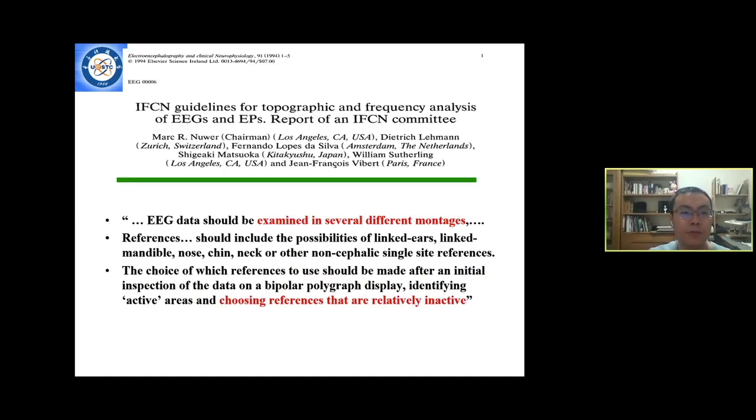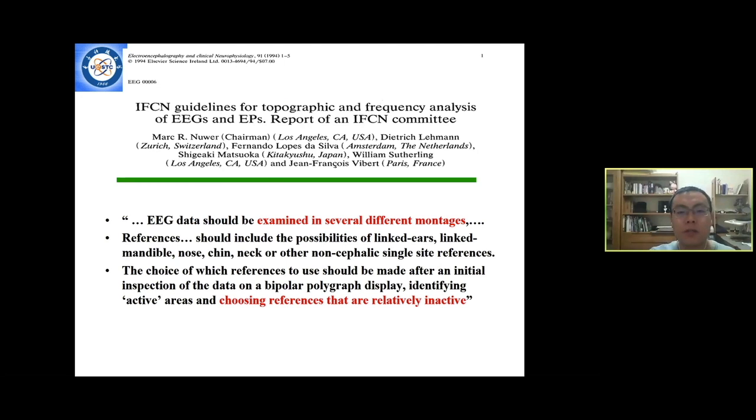In 1994, the IFCN guidelines for topographic and frequency analysis of EEG and ERP were proposed. In these guidelines, they say that EEG data should be examined in several different montages, and the references should include the possibility of linked ears, linked mastoids, nose, chin, neck, or other non-cephalic reference sites.